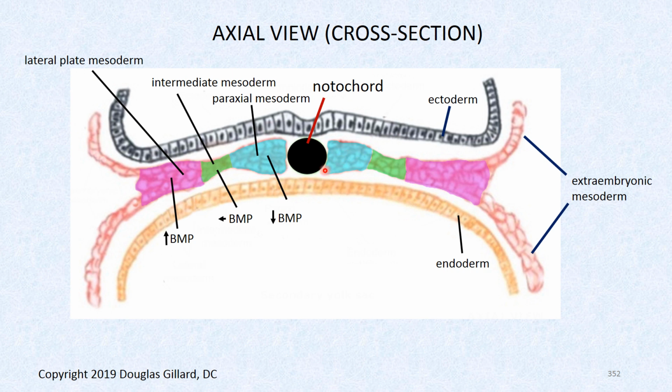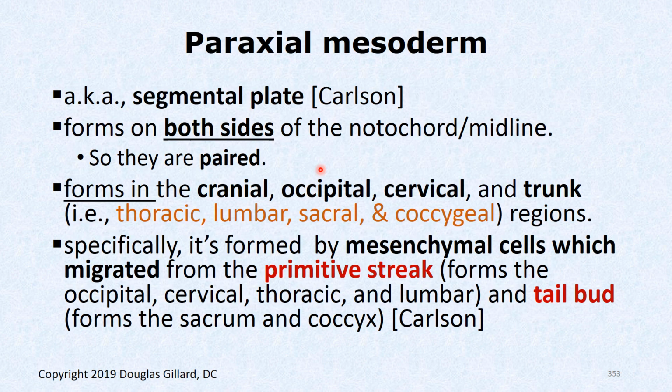Remember, this is just one slice of the axial view. But these would go all the way down. They go from the cranial region to the occipital to the cervical, through the trunk region. Another side note confusing the embryology authors: they just say trunk. When they mean trunk, they mean thoracic region, lumbar region, sacral region, and coccygeal region.